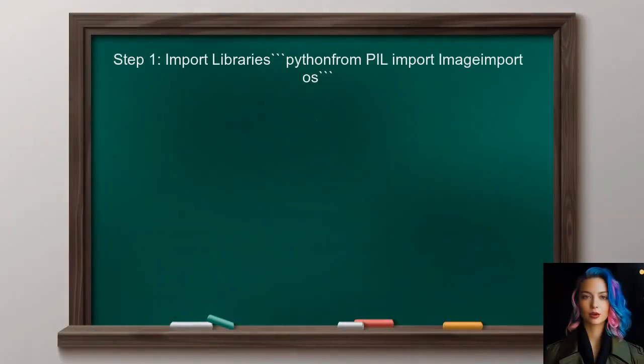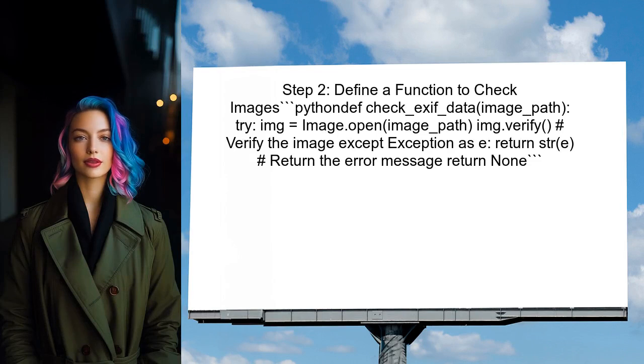To identify the images with possibly corrupt EXIF data, the user should start by importing the necessary libraries in Python. This includes Pillow for image processing and OS for file handling. Next, the user should define a function that attempts to open each image file. If an image has corrupt EXIF data, a warning will be raised, which we can catch.